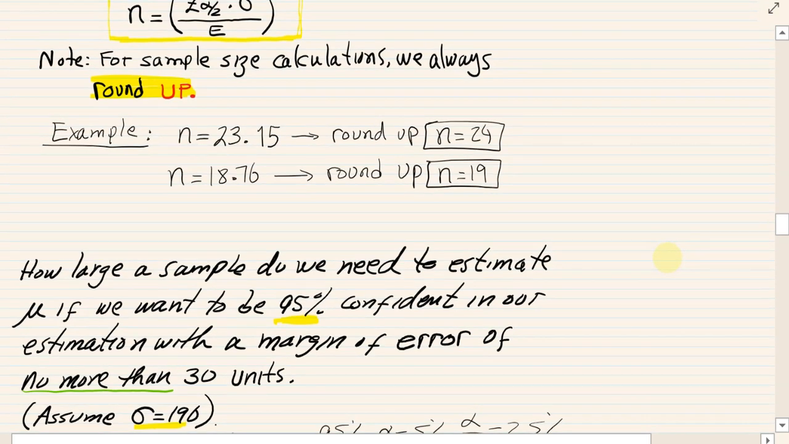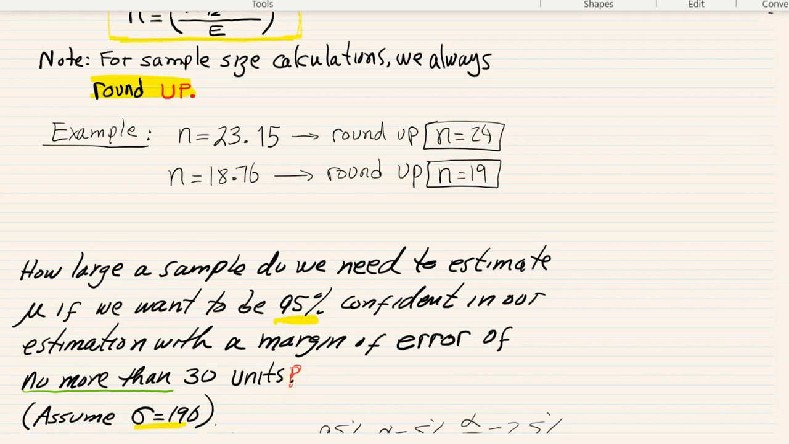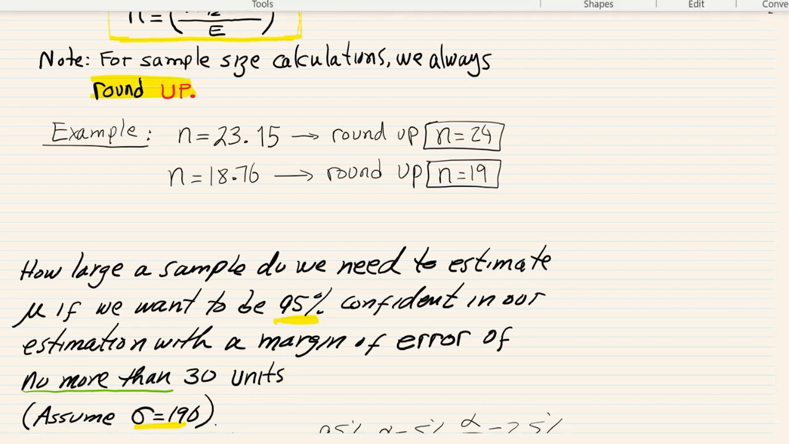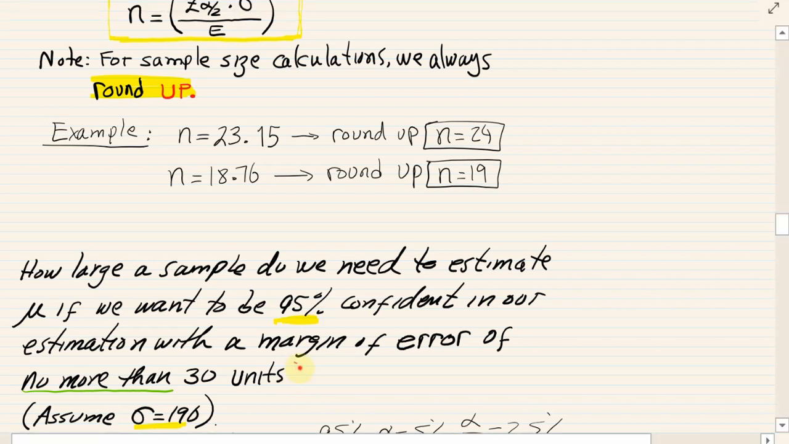Now here's an example. That's how the question is. How large a sample do we need to estimate mu if we want to be 95% confident in our estimation with a margin of error of no more than 30 units? Let me put a question mark here. Okay, so that's what we want to know. How large a sample do we need? And there's our question mark. Okay, and we're going to assume sigma is 190. I'm just making these up.